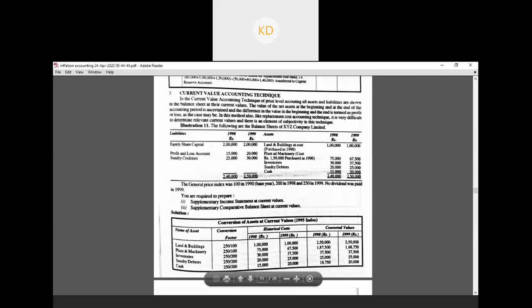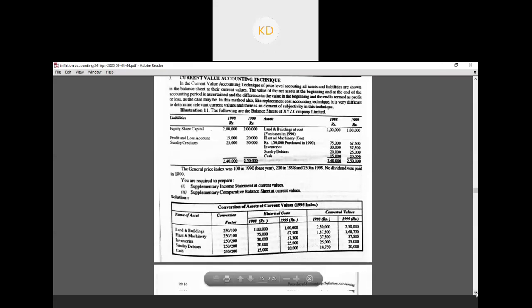Third one is my inventories. Fourth is debtors. Fifth is stock. For all these, they are current assets. This year's values. They are not 1990 price index. They are 1998 price index. So what I'll be doing? In this 1 year only, these inventory, debtors, creditors, cash, all these have taken place. So I will be converting them at a conversion factor of 250 by 200. So I am doing their multiplication: 30,000 into 250 by 200, 20 into 250 by 200, 15 into 250 by 200. Like that, I will be calculating their converted values.